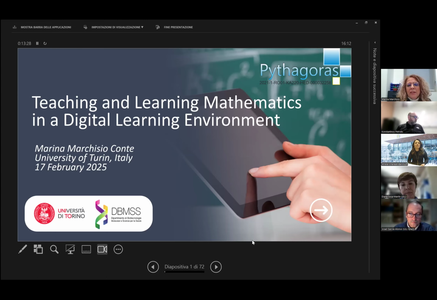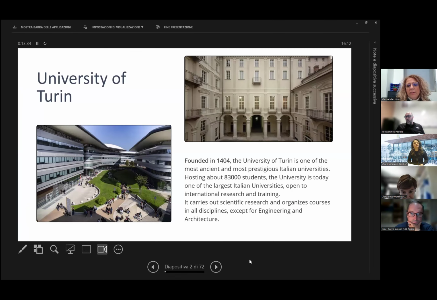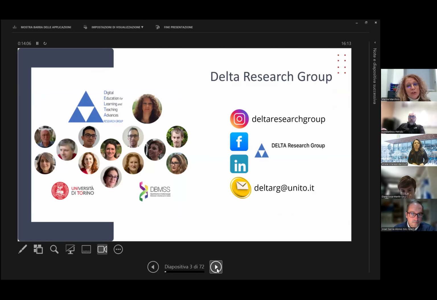Let me start by saying very few words about my university. The University of Turin was founded in 1404, and is one of the most ancient and largest universities in Italy, because it has around 83,000 students. You can see very new and very old buildings all over the town of Torino. At the University of Turin, courses are organized in all disciplines except engineering and architecture. This is my research group. It's called Delta. Delta means Digital Education for Learning and Teaching Advances, and you can also follow us through the social media that you can see.